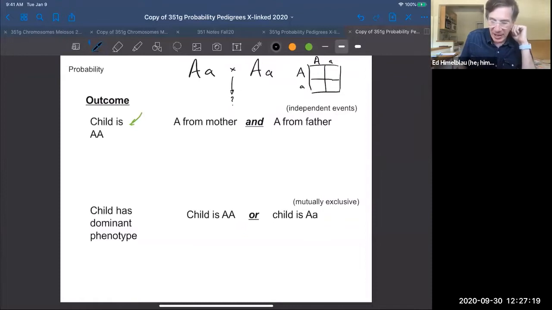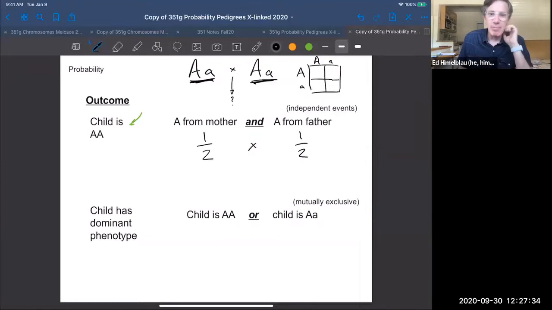So the chance of getting an A from the mother, if she's heterozygous, is 1/2. And you also have to get an A from the father. And with him being heterozygous, that's also 1/2. And so these are both 2 things that both have to happen to get the outcome. So we're going to multiply them. These are independent events. And that gives us a 1/4. But of course, you already know that because you could just picture the Punnett square in your head up here, and you know that 1/4 of all the possibilities are going to give you that genotype.